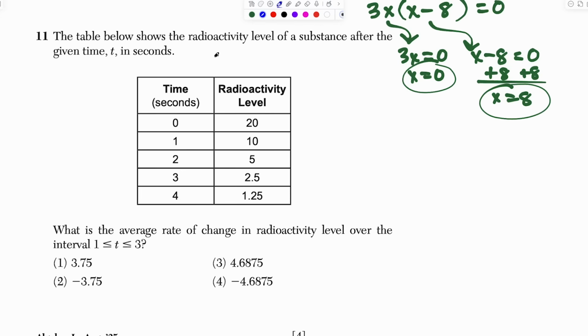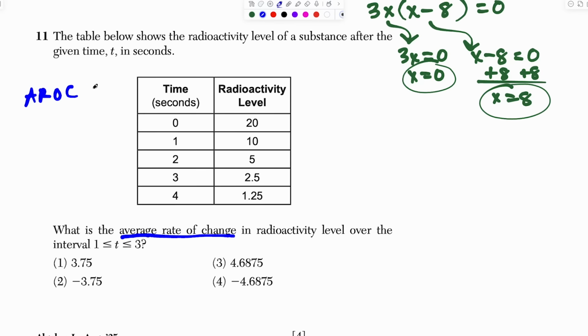Question 11, the table below shows the radioactivity level of a substance after the given time t in seconds. What is the average rate of change in radioactivity level over the interval 1 is less than or equal to t, which is less than or equal to 3? So for this one, we're looking for the average rate of change.